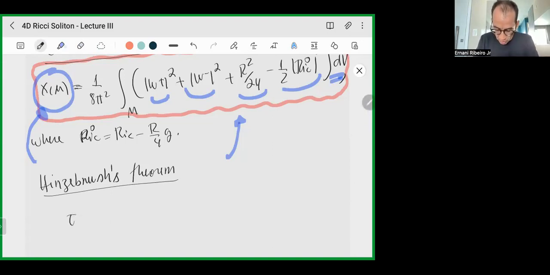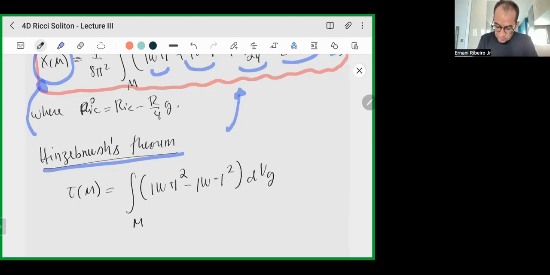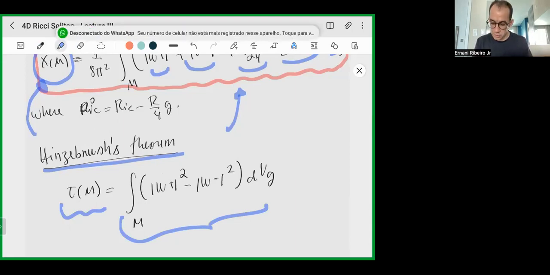Okay, but this formula is analogous to the Chern-Gauss-Bonnet formula, but here we have an expression for the signature, and the signature is the integral of the norm of W plus squared minus the norm of W minus squared. And again, the term on the right-hand side only depends on the metric, and the term on the left-hand side is a topological invariant. Again, if you fix the manifold and change the metric, in a certain sense this quantity on the right-hand side will be compensated in such a way that this value must be the same.